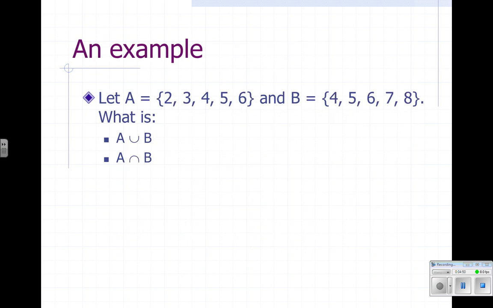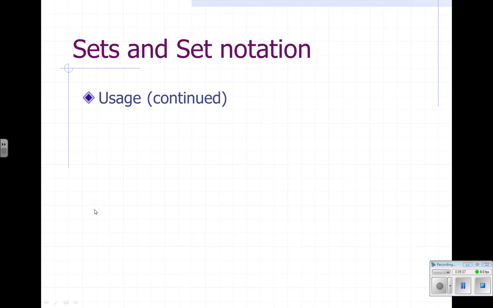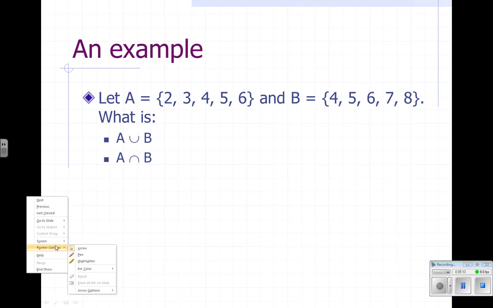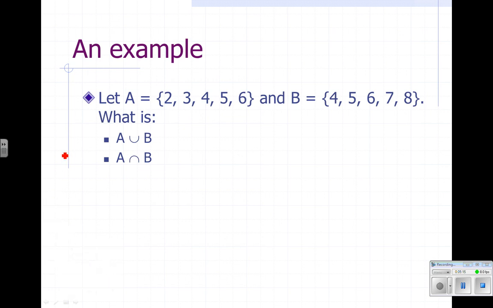So let's take an example right here. We've got two sets that I've written in the roster method. Set A is the set 2, 3, 4, 5, and 6. And set B is the set 4, 5, 6, 7, and 8. And we're interested in answering the questions: what is the union of set A with set B? And what is the intersection of set A with set B?